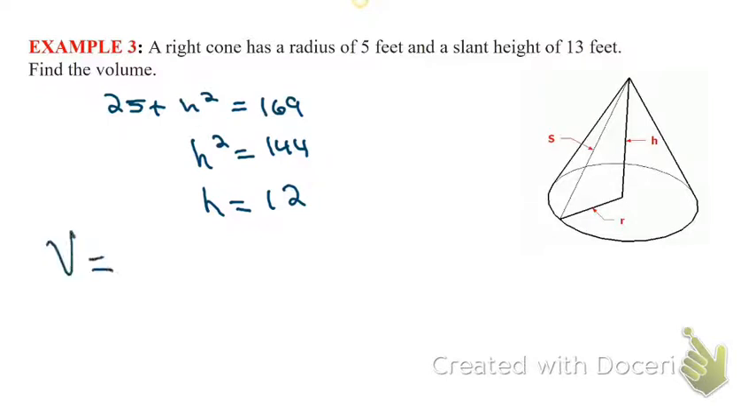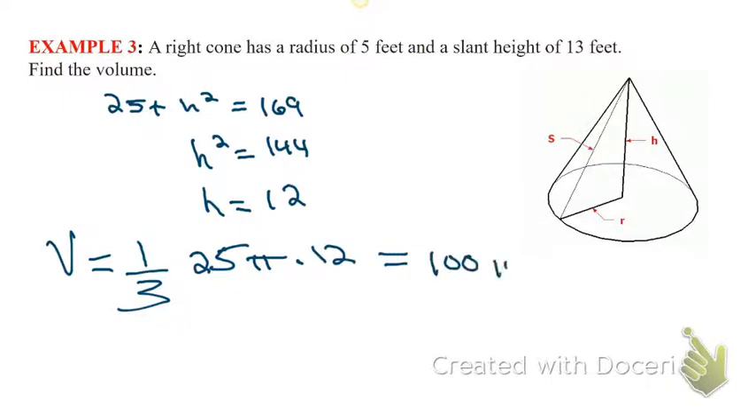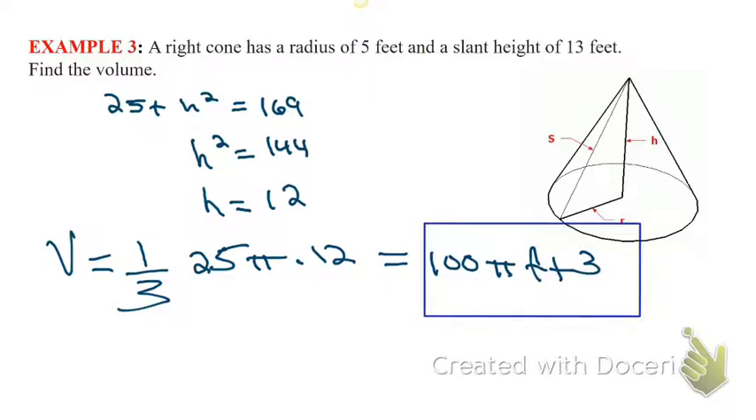Okay, the volume is going to be the 1/3, the radius squared is 25, then we have our pi, and then we have our height of 12. Multiply it all together, and you should get 100 pi cubic feet. I hope you all were able to get that. Let's move on.